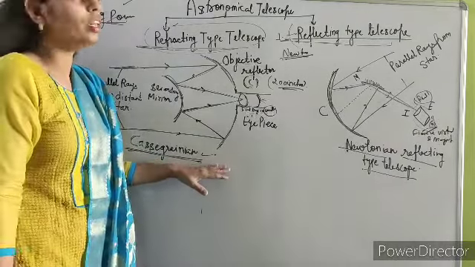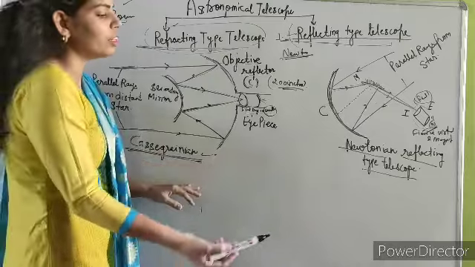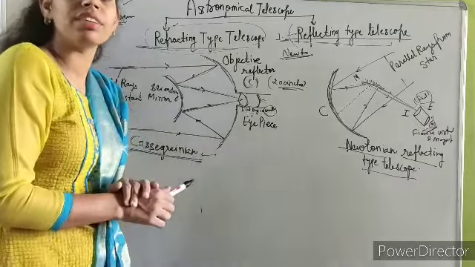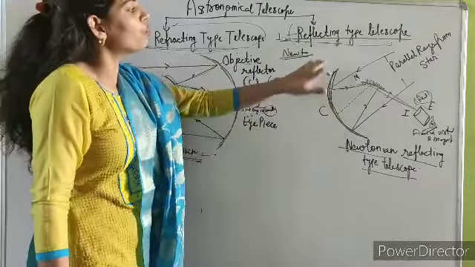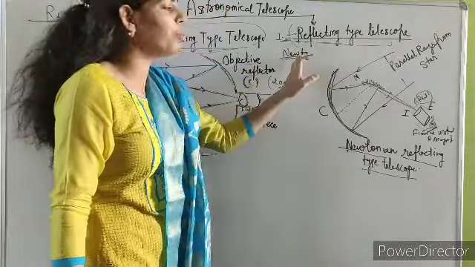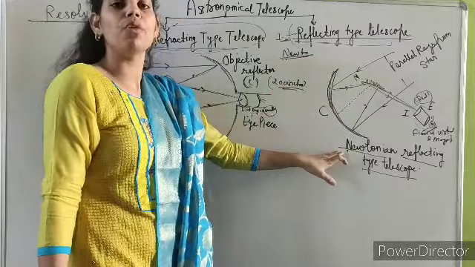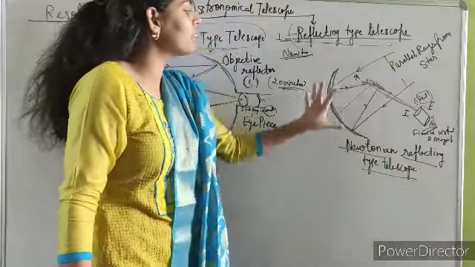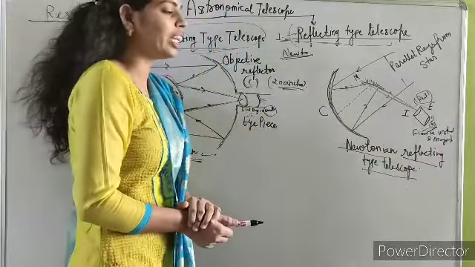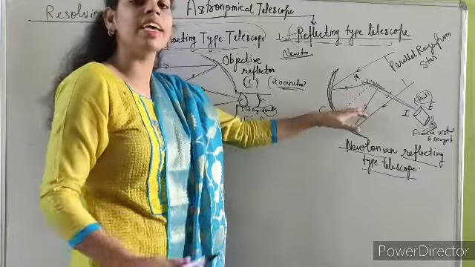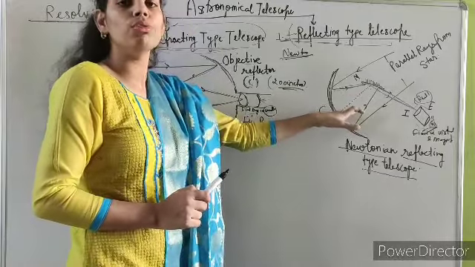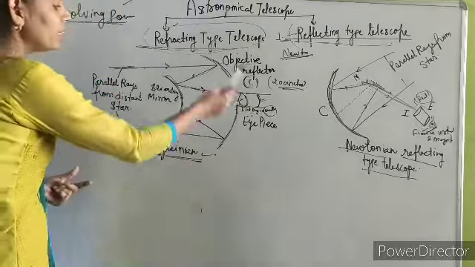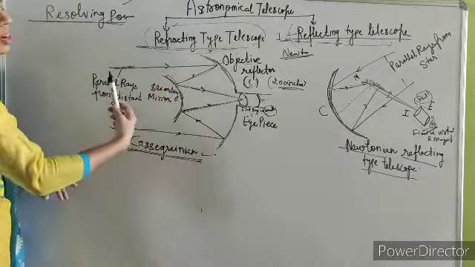That is the model we study today after a lot of improvements on different models given by different scientists. The first model for the reflecting type of telescope was given by Newton, and that is known as the Newtonian reflecting type telescope. This is the structure of the Newtonian reflecting type of telescope. But improvements have been done on this model also, and today we study the Cassegrainian reflecting type telescope, and this is the structure, or you can say this is the model.